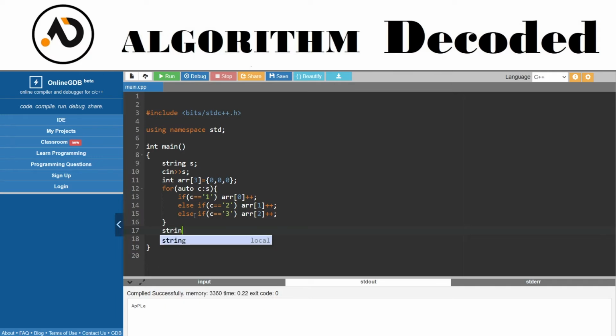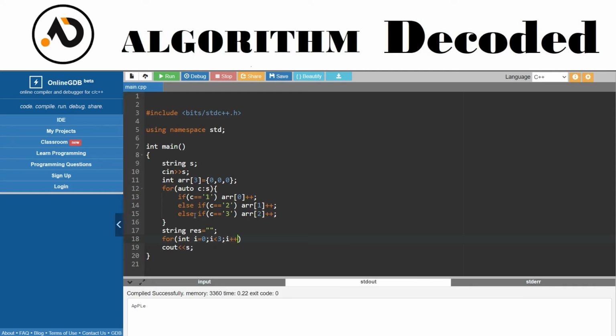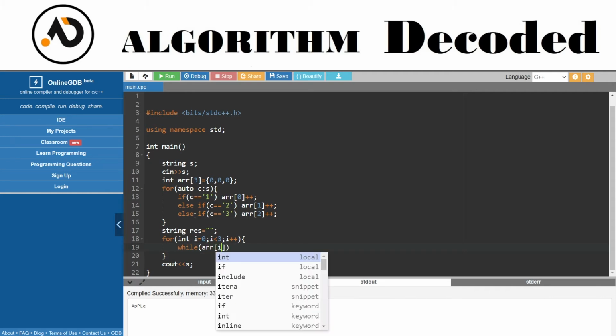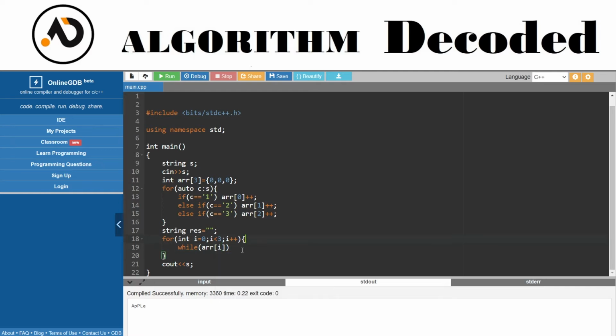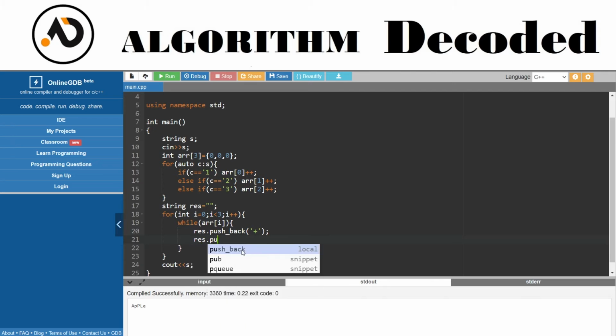एक स्ट्रिंग बना लेते हैं, string result, right, empty and let's traverse on the array. और हर एक वैल्यू जब तक है, while array of i is not equal to 0 तब तक के लिए ऐसा करो कि रिजल्ट में पुश बैक करो एक plus and result में push back करो एक character that would be i क्या होगा 0 होगा तो 1.